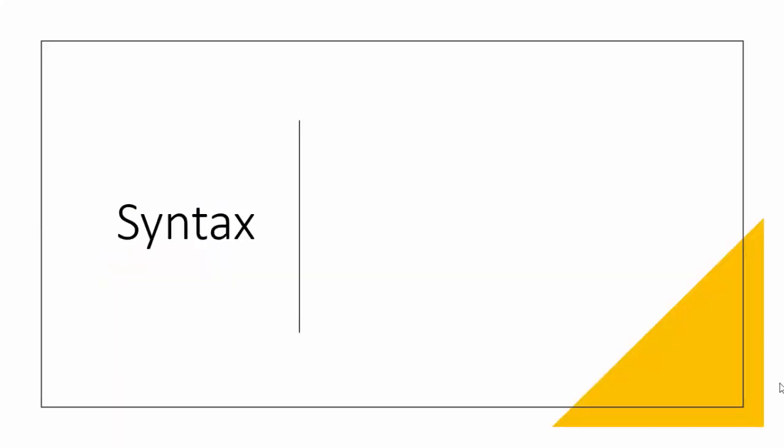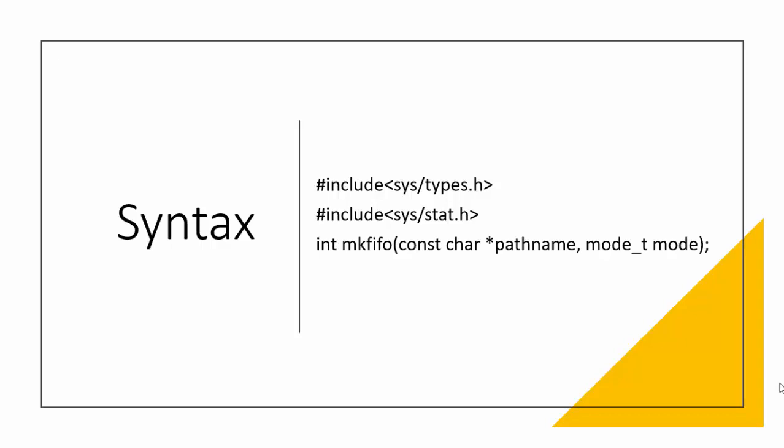Let us first understand the syntax for using the mkfifo function. The header files required are sys/types.h and sys/stat.h. The mkfifo function takes two parameters as the input. The first parameter, the path name, is actually the name of the pipe that you want to create. Whatever name you pass here as the first parameter will be the name assigned to the named pipe that is created using the mkfifo function.